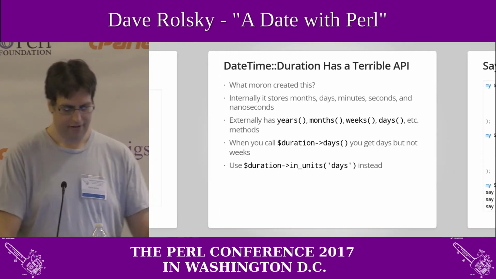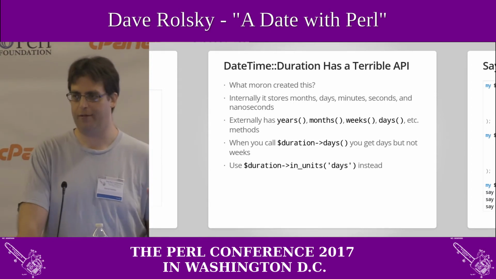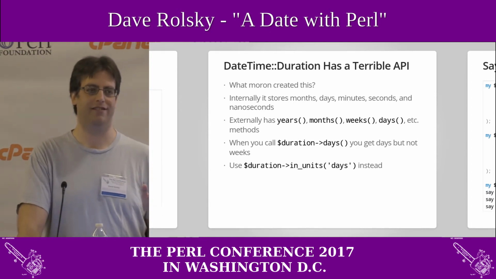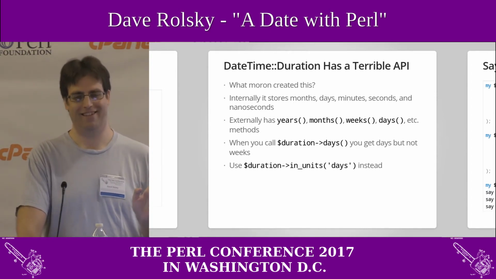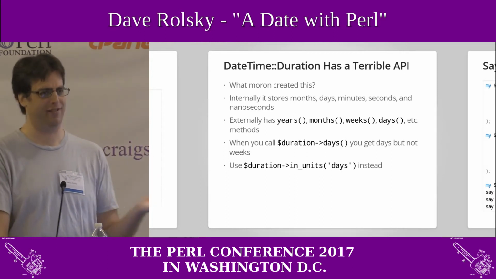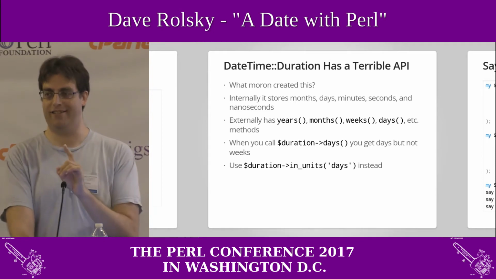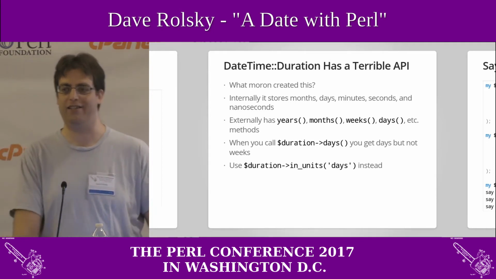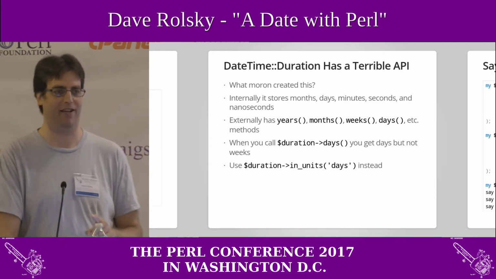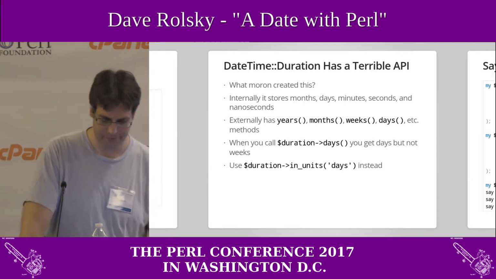So DateTime::Duration does have a terrible API. The person who created it, just complete moron. I mean, if you see that guy at a conference, just smack him in the face. That's what I say. But fortunately, that guy doesn't exist. He's like, 15 years ago me, so you're going to have to go back in time to smack him in the face. So, joke's on you.